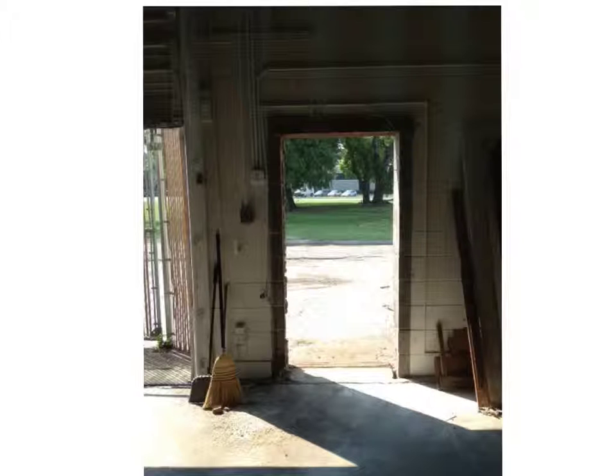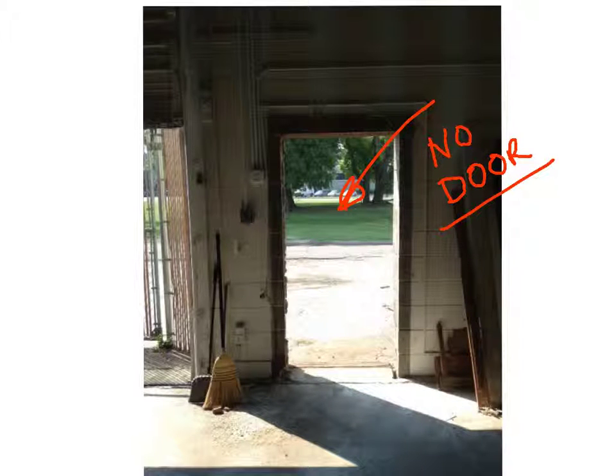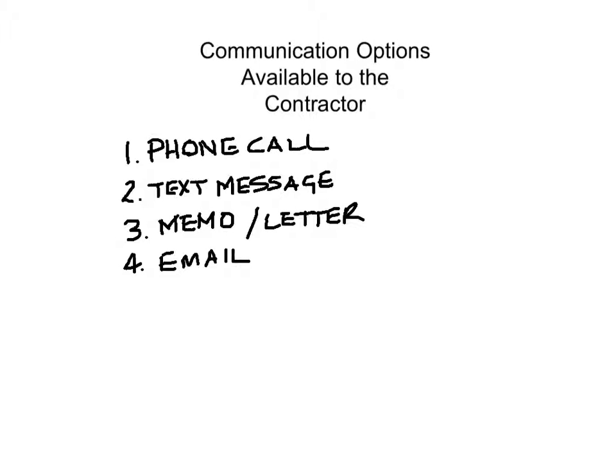Actually, what happened is once the covering over the doorway was removed, the contractor discovered that there was no door in place to repair. This required the contractor to gather more information in order to know how to proceed. There are many communication options available to the contractor by which he can obtain the required information to solve this problem. Some of those methods would include simply making a phone call, sending a text message, writing a memo or a letter and sending it to the appropriate party, or issuing an email.